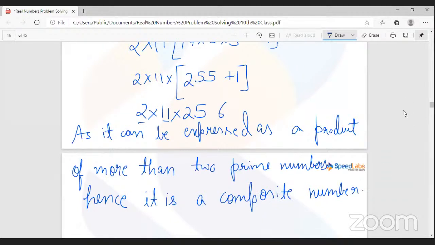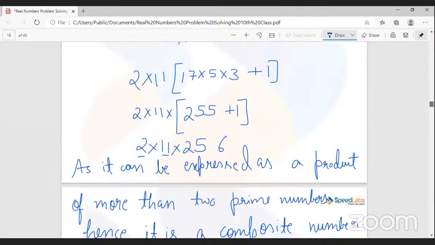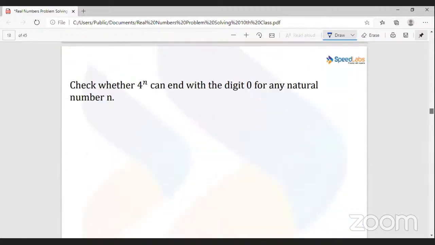Okay. So I hope this question and its solution is clear to all of you. So should we move on to the next question? Yes, ma'am.